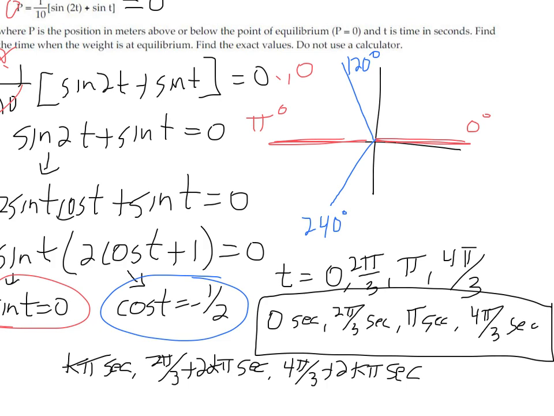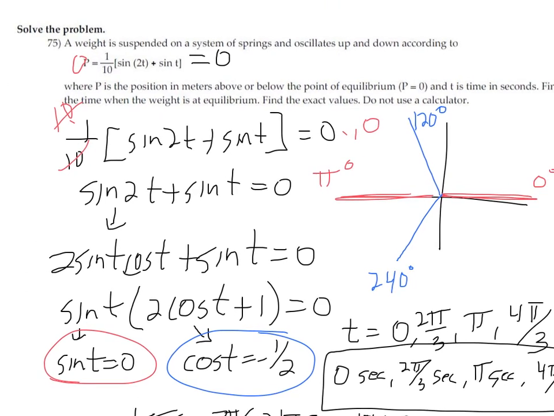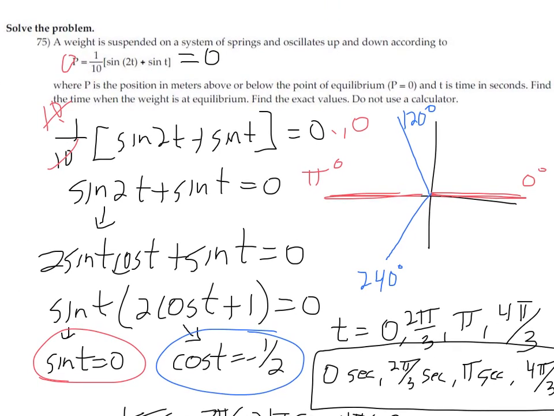So the key to this problem was really at the very beginning. They tell us in the story problem p equals 0 is equilibrium, and then they said find when it's at equilibrium. So we set p equal 0. Then, two different types of trig functions, they don't factor, so we use our identity, and then we can factor out. And once we factor, we get a couple different solutions out.